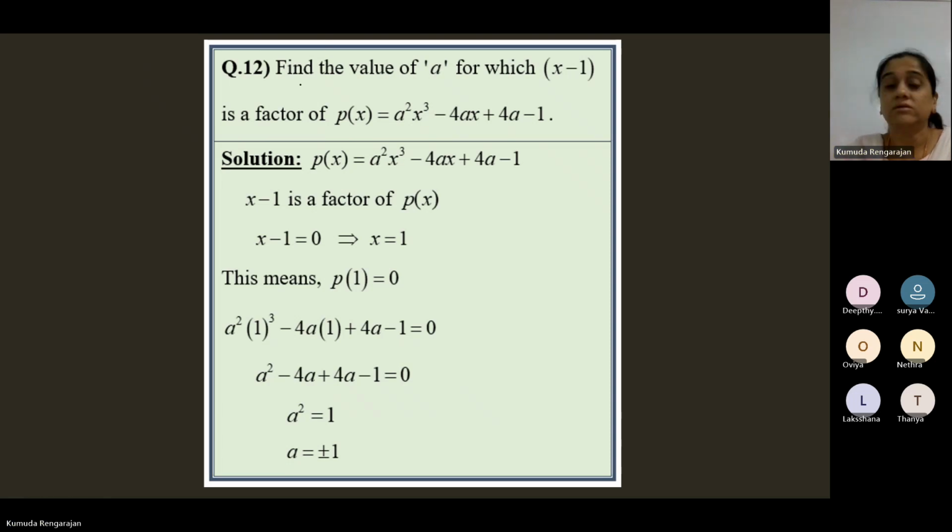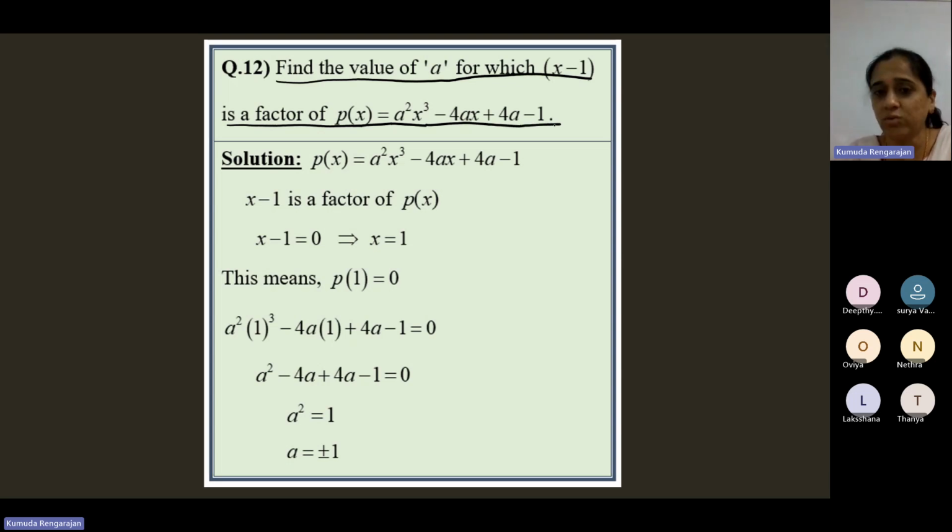So what does the question say? Find the value of a for which x minus 1 is a factor of P of x equal to a squared x cubed minus 4ax plus 4a minus 1. It's given that x minus 1 is a factor of P of x. So what will be the remainder on division? 0, right? The divisor polynomial is x minus 1, equated to 0. So x is equal to 1.